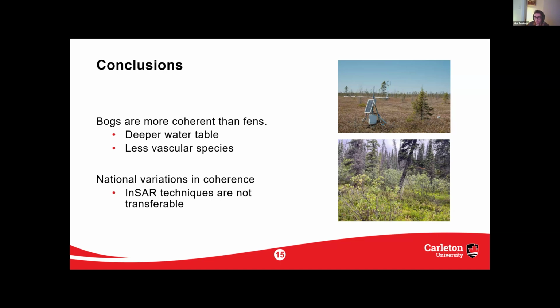So there's a picture of a bog up here. It's largely just shrubs with some isolated trees, as opposed to fens, which can be full of willows. And in this case, it's white spruce, which is quite rare, but fens can be completely forested. And there are natural variations in coherence. So different countries, different areas, different regions have different coherence for their peatland. So it's important to consider the geographic context as well.